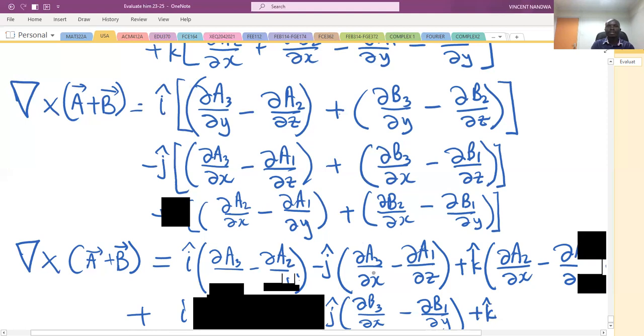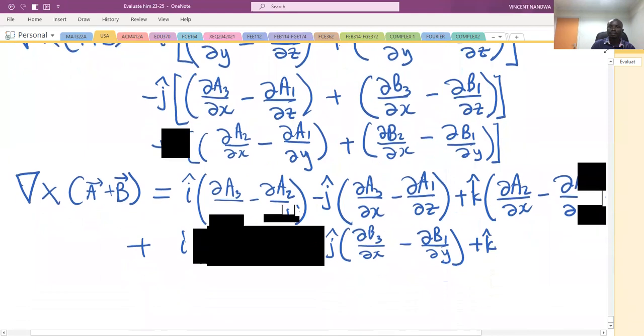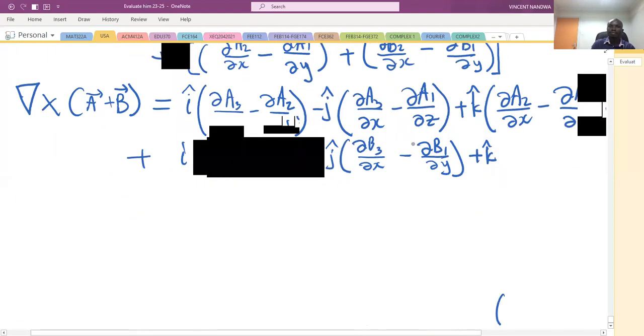And by definition, you should be able to see that this is the definition of curl of A, and this other one is the definition of curl of B. So therefore, curl of A plus B is the same as curl of A plus curl of B.